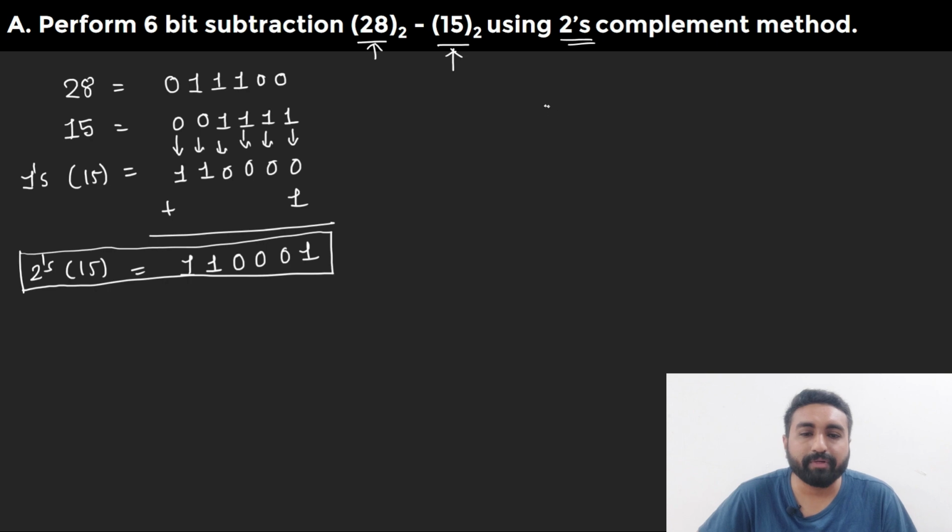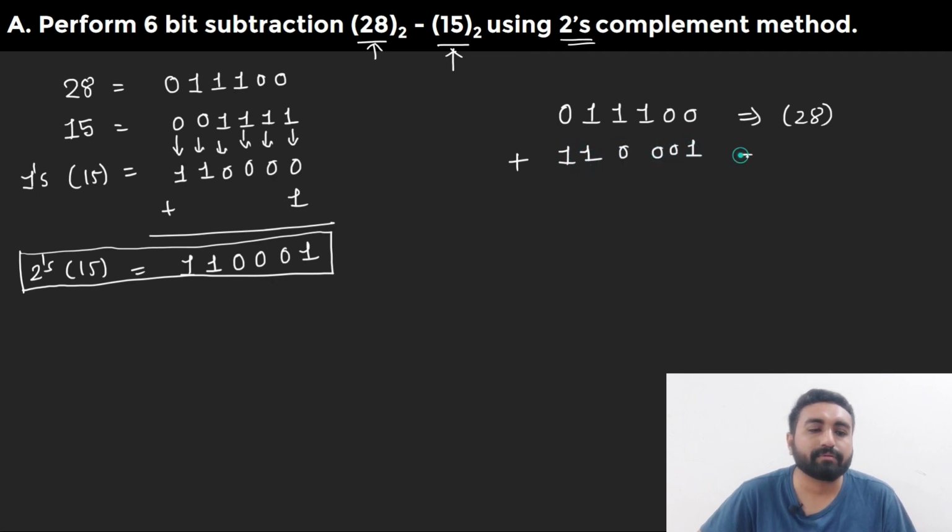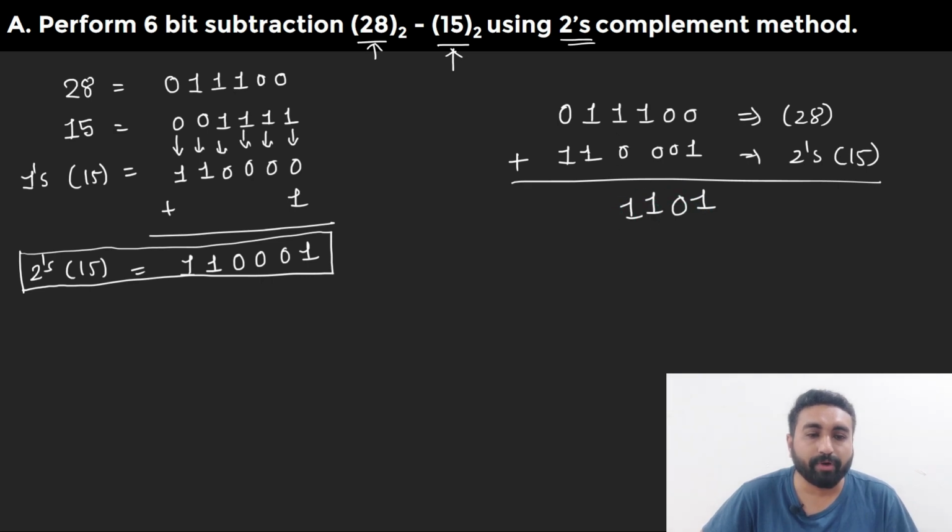Now this we need to add to 28. So we will write down 011100, that is nothing but 28, and we will add this number to our 2's complement of 15. So here our answer will be: 0 plus 1 is 1, then 0 plus 0 is 0, 1 plus 0 is 1, 1 plus 0 is 1, 1 plus 1 is 0 and there will be 1 carry.